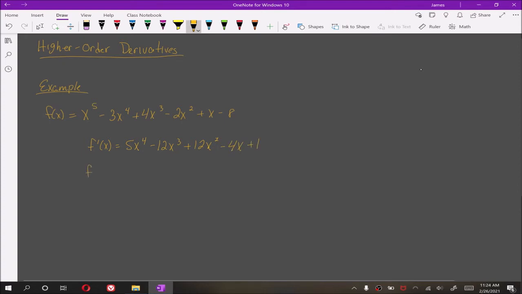Let's take the second derivative, f double prime of x. Now this is the derivative of the first derivative. So it's the derivative of f prime. That would be 20x cubed minus 36x squared plus 24x minus 4.